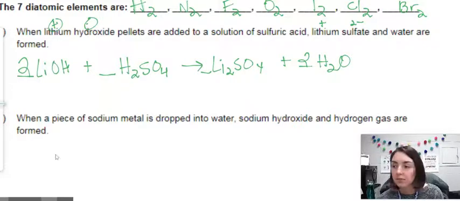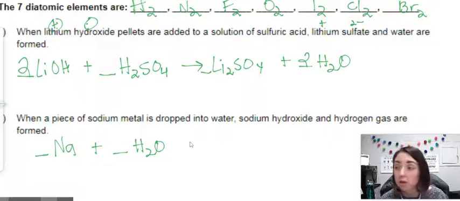Okay, so this one, a piece of sodium metal. So that's just by itself. It doesn't say sodium chloride or sodium oxide, it just says sodium metal. So just Na is dropped into water. So it reacts with H2O. Sodium hydroxide and hydrogen gas are formed. So again, that are formed, they're on the other side of the arrow.